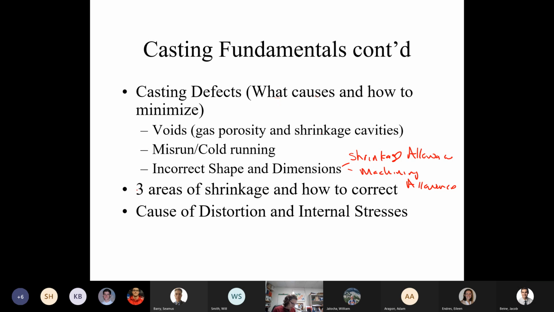The 3 areas of shrinkage and then how to correct. This is included in your reading assignment. And then again, from the reading assignment, the cause of distortion and internal stresses. This goes back to that hot tear a little bit, how the V over A in cooling not only influences where we have shrinkage, but also distortion. Okay.